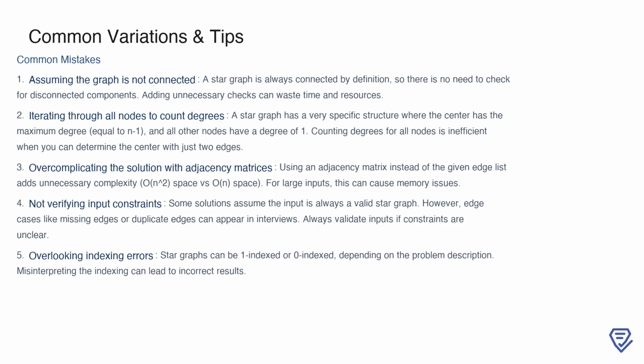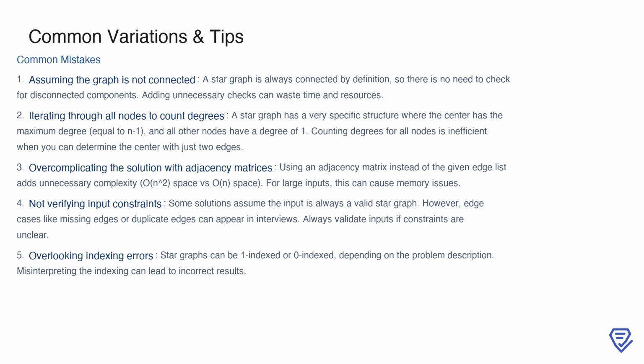Additionally, overcomplicating the solution by using an adjacency matrix instead of the provided edge list is a mistake. Adjacency matrices consume n² space, which can lead to memory issues for large inputs, while the edge list approach only requires n space. It's also essential to verify the input constraints. While the problem typically assumes a valid star graph, edge cases like missing or duplicate edges can occur, particularly in interview settings. Lastly, be mindful of indexing errors.